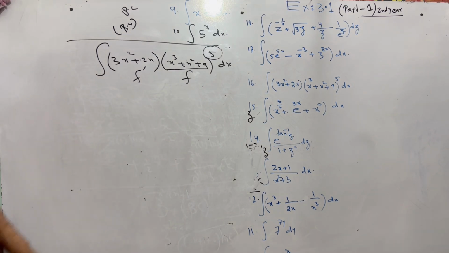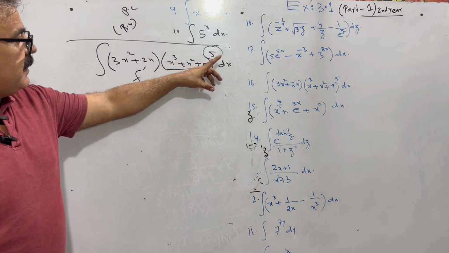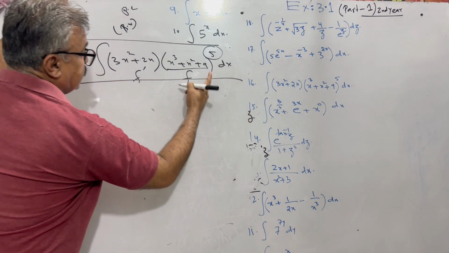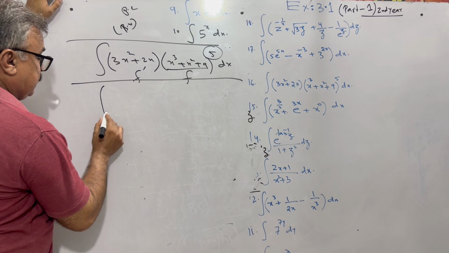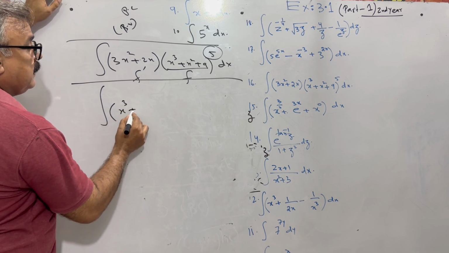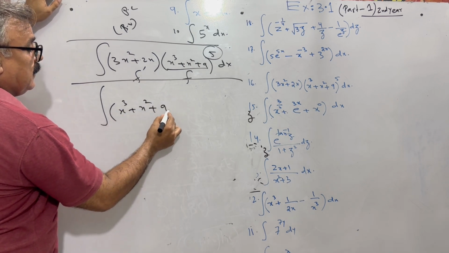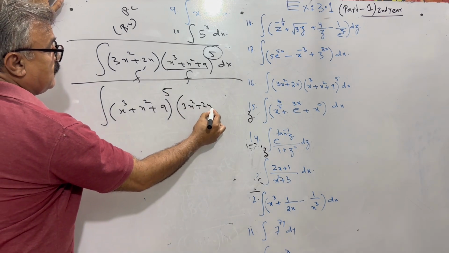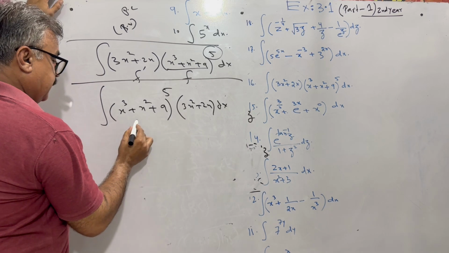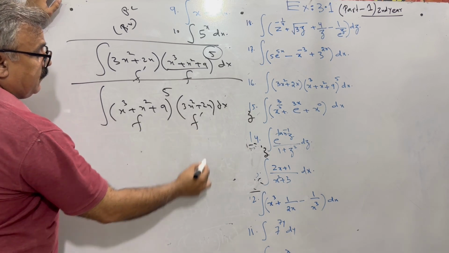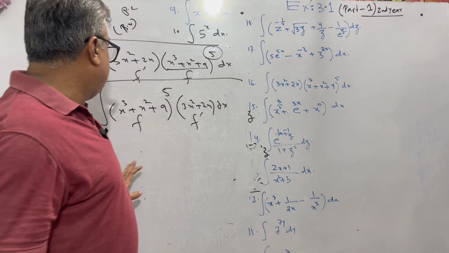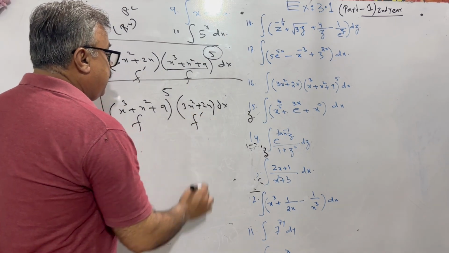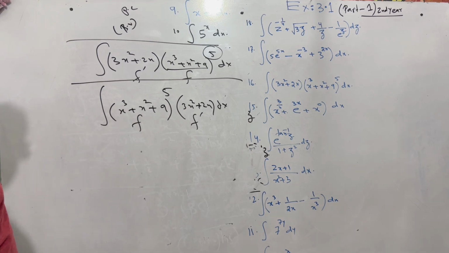Then we can apply simply substitution by adding 1 into the power and dividing with the same, and we have done. Let me arrange this. Write the function first: (x cube plus x square plus 9) raised 5 times (3x square plus 2x) dx. It's our function, it's our differentiation. If you want function and derivative in case of integration, it works wonders for you.